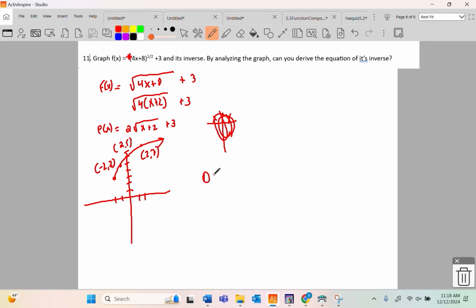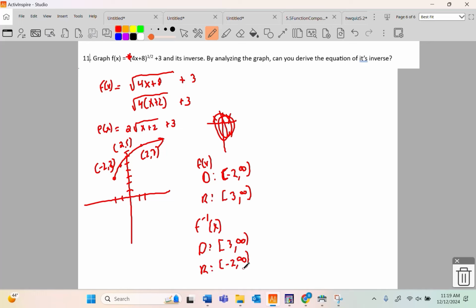All right, the domain for this function, this is f of x, the original function, is from -2 moving right to infinity. And the range of this function is 3, that's a 3, to infinity. I need a bracket there. 3 to infinity. Now when you talk about the inverse, these things swap. The domain would be 3 to infinity, and the range would be -2 to infinity, supposedly.